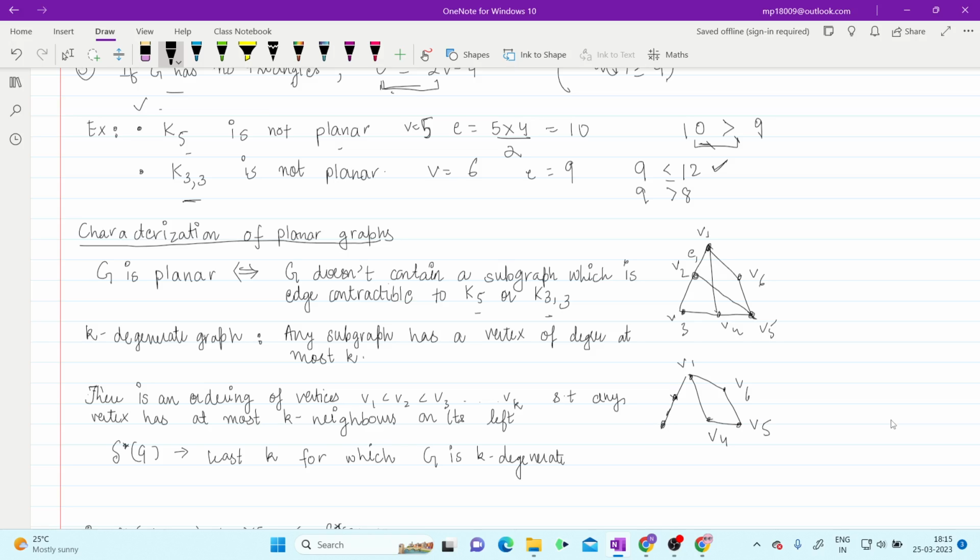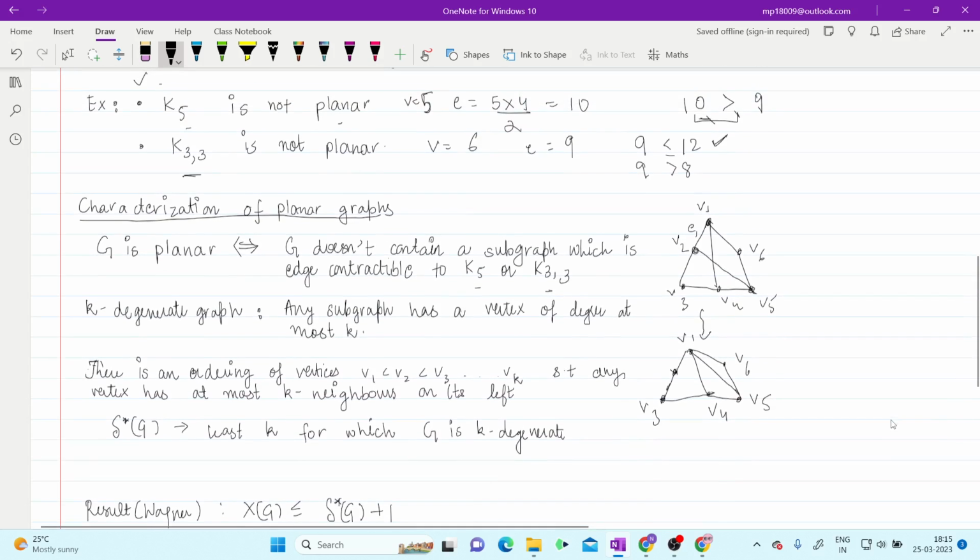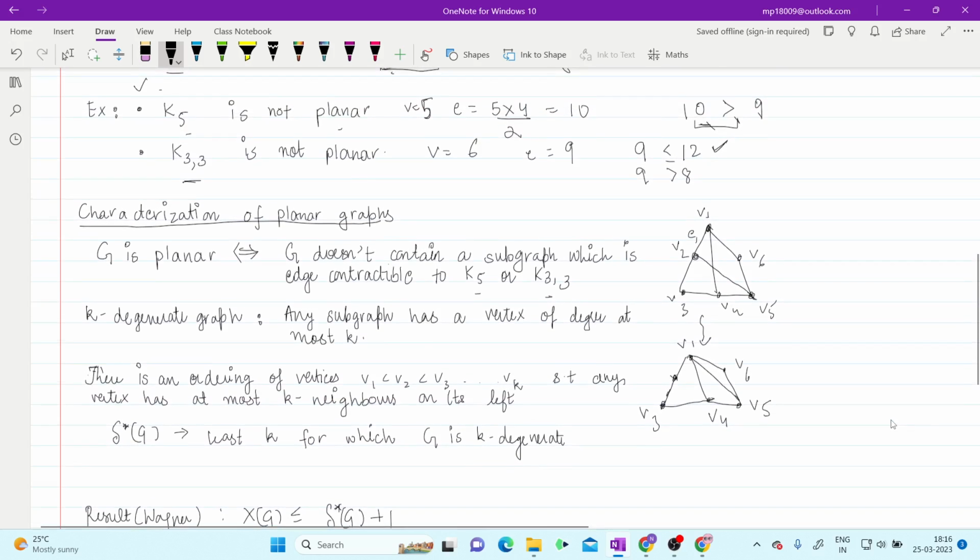This is not there, V3. Yeah, so we have V4 and we also have V5. So this is the edge contractibility. So now we are saying that G is planar if and only if G does not contain a subgraph which is edge contractible to K5 or K3,3. Okay, so now let's first do some questions on planar graphs.